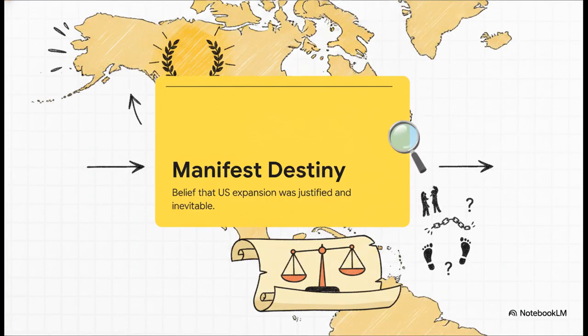An absolutely crucial concept here is manifest destiny. This was the 19th century belief that the expansion of the U.S. across the continent was not just a good idea, but totally justified and completely inevitable. But rather than just memorizing a textbook definition, the key is asking the critical questions. Who benefited immensely from this belief, and who suffered terribly because of it?